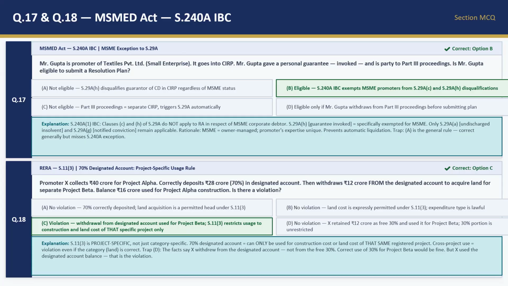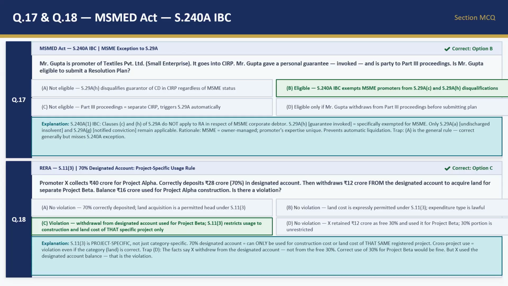Next is RERA regarding deposit of 70% in designated account. So project specific usage rule. Promoter X collects rupees 40 crores for project Alpha and he correctly deposits 28 crores, 70%, in designated account. Then he withdraws rupees 12 crores from the designated account to acquire land for separate project Beta. So balance 16 crores is used for project Alpha construction. Is there a violation? Because cross usage is also prohibited.